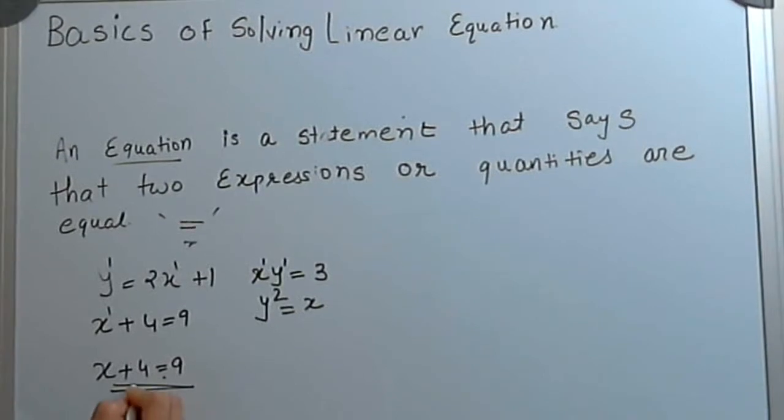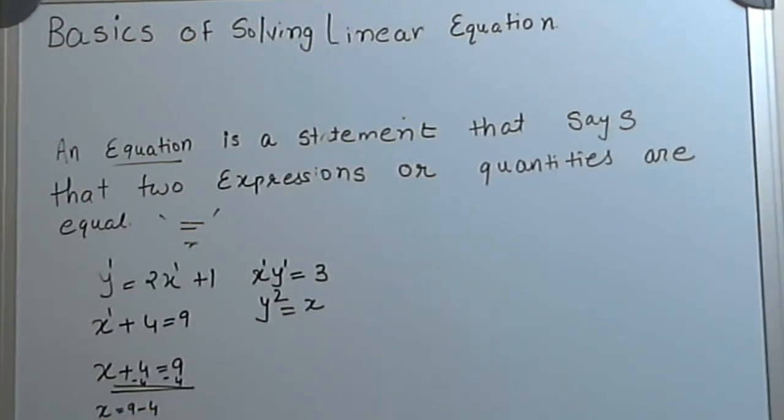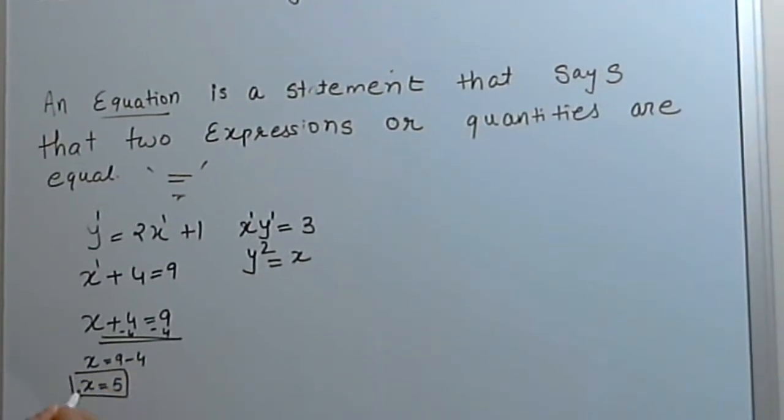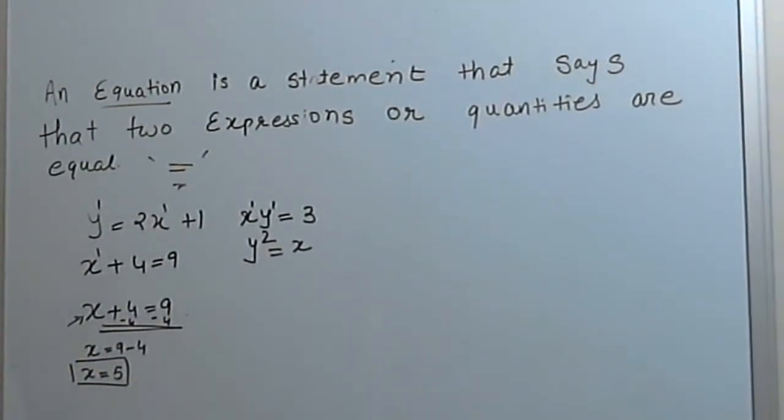So for that, I will subtract 4 from both sides. I will get x equals 9 minus 4. That means x equals 5. So that means whenever x takes the value 5, this equation is correct.